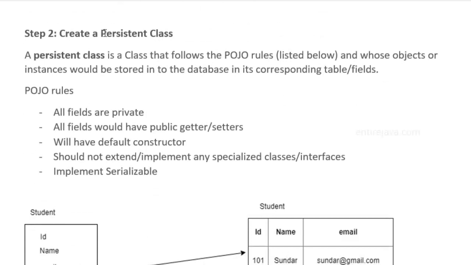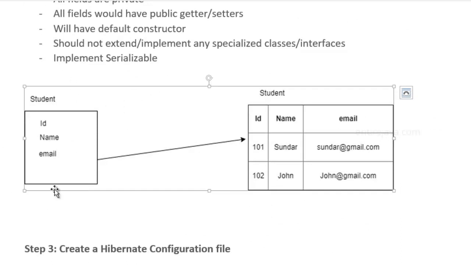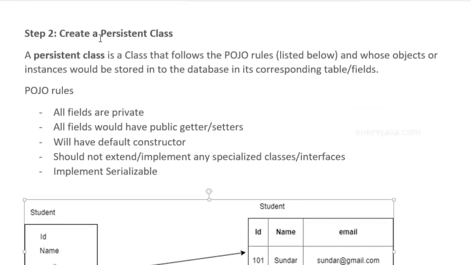The second step is to create a so-called persistent class, or sometimes termed an entity class. This is the class whose instances would get stored into the database by Hibernate. Remember this diagram that we talked about in one of our previous examples? So here we have a Java object with certain values assigned to these fields, and Hibernate is going to take care of storing all these values in the corresponding table in the relational database. This particular object must have been an instance of this so-called persistent class.